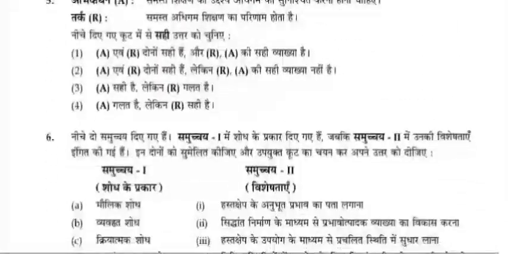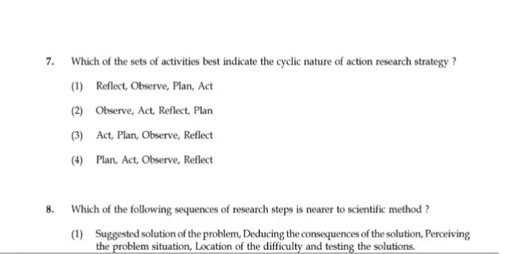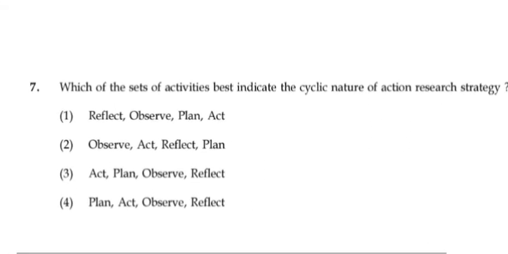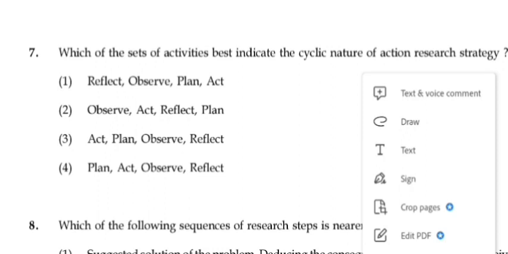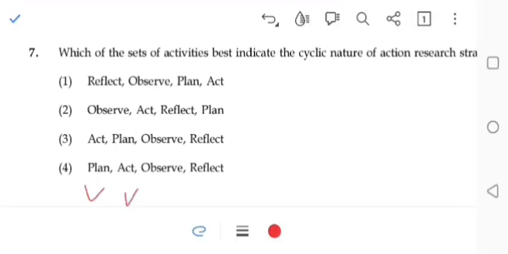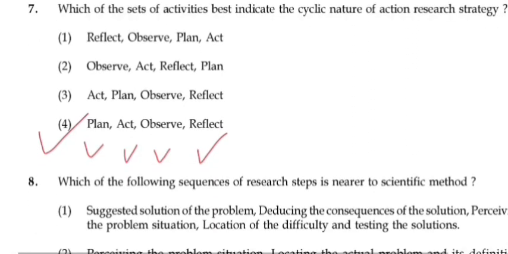Now next question, number 7 says, which of the sets of activities best indicate the cyclic nature of action research strategy? Reflect, observe, plan, act. Observe, act, reflect, plan. Act, plan, observe, reflect. Plan, act, observe, reflect. It will be plan, then act, then observe. First plan, then act, then observe, then reflect. So number 4 will be the correct option.